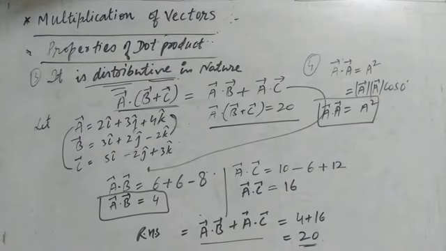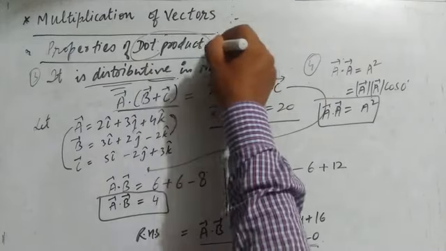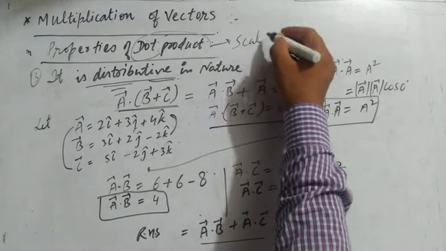In all the cases or examples, we have found that when we find out the dot product, it comes out to be a number. It comes out to be a scalar. Hence we can say dot product as scalar product.